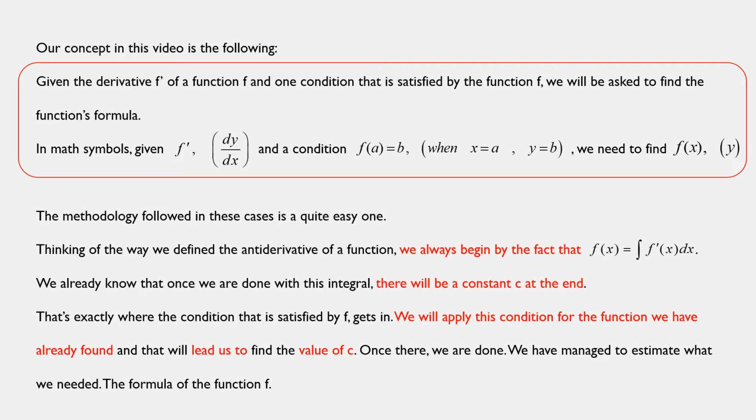We already know that every time we calculate an indefinite integral, there should always be a constant c at the end. And that's exactly where the condition that is satisfied by f gets in. We will apply this condition for the function we have already found, and that substitution will lead us to find the value of c. Once there, we are done. We have managed to estimate what we needed, the formula of the function f.